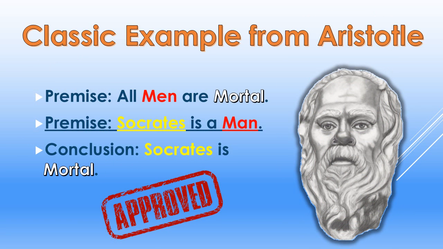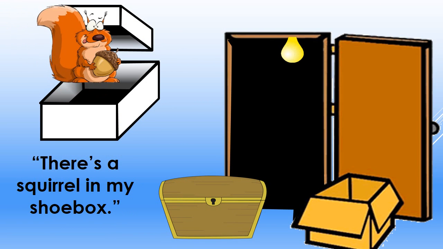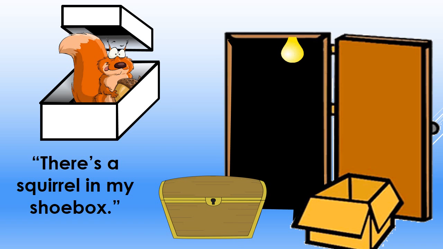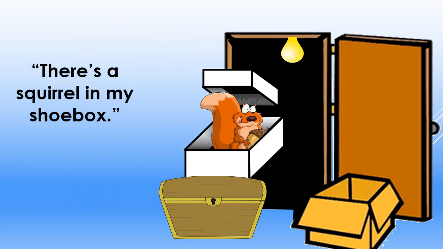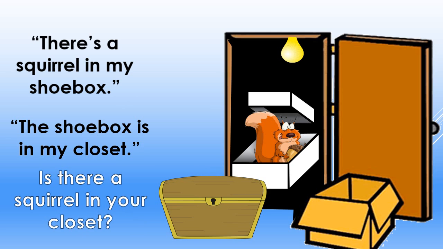Similarly, if all men are mortal and Socrates is a man, the information that Socrates is mortal is already contained in those premises. And similarly, when there was affirmed to be a squirrel in a shoebox and we asked where the shoebox was, well, when we found out that it was in our closet, you really didn't need me to tell you whether or not there was a squirrel in our closet. The answer to that question is already contained in the two premises I gave you.